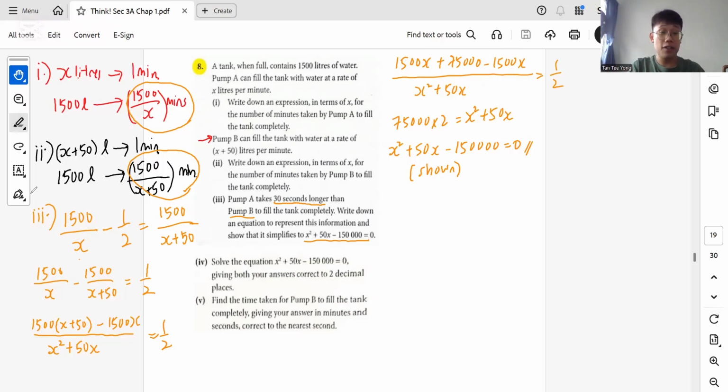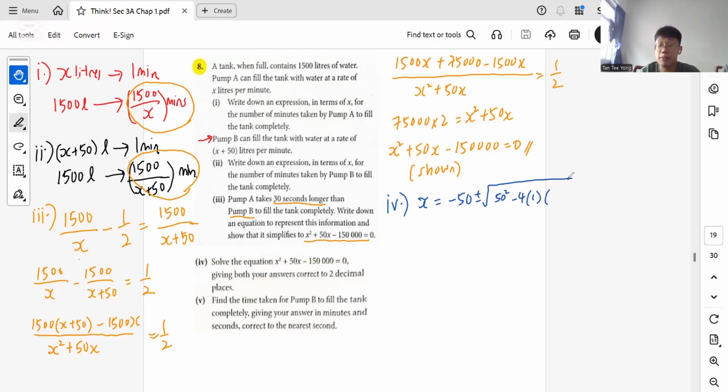Next, part 4 in blue. Part 4, solve, giving both your answers correct to two decimal places. So let's solve it probably using the quadratic formula. So x equals to negative b plus minus square root of b squared minus 4 times a times c. My c is so huge. Over 2a.